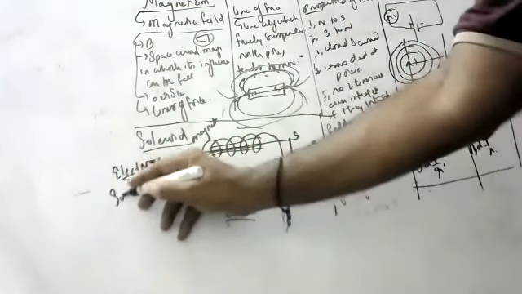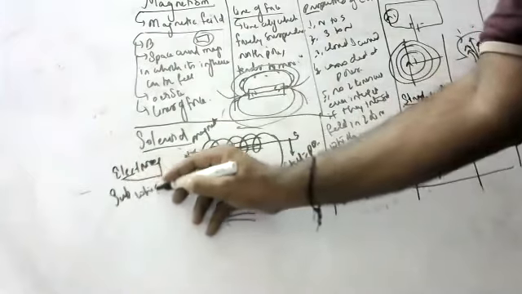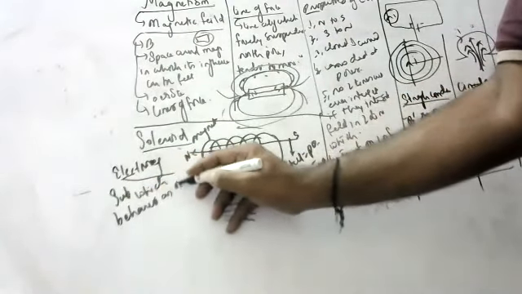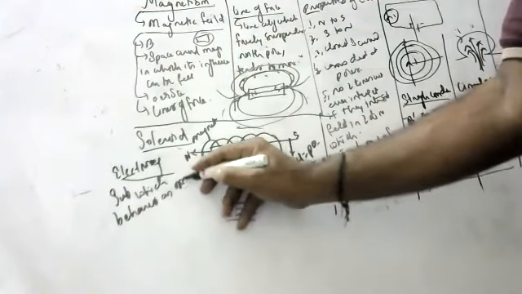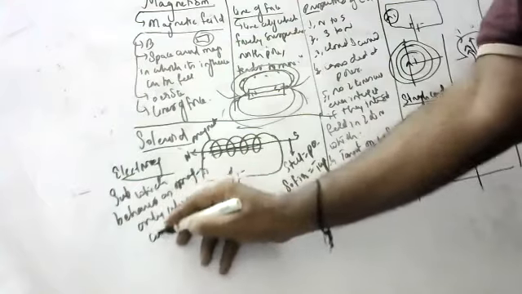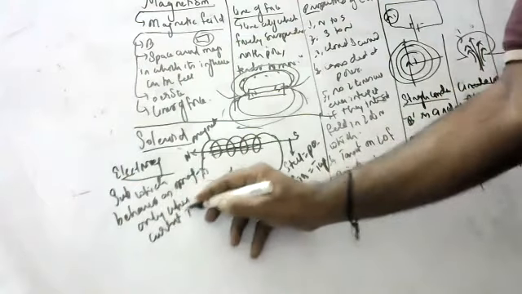A substance which behaves as a magnet only when current is passed is called an electromagnet.